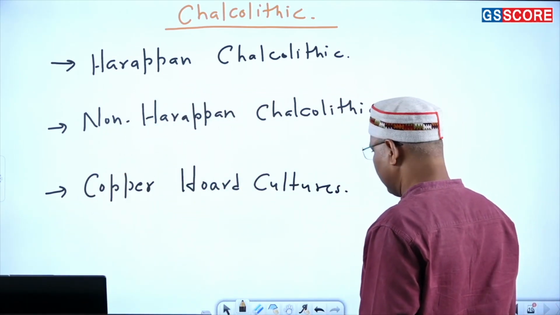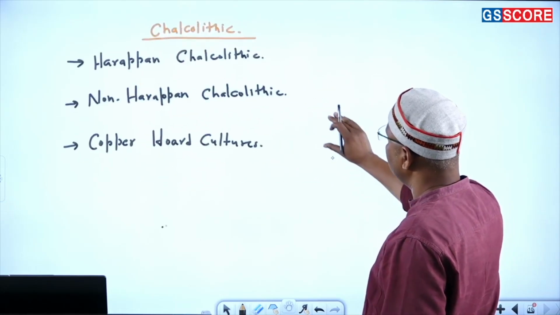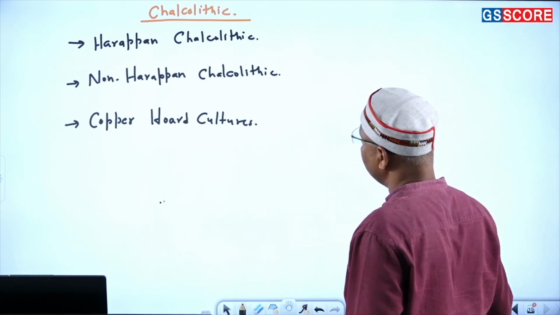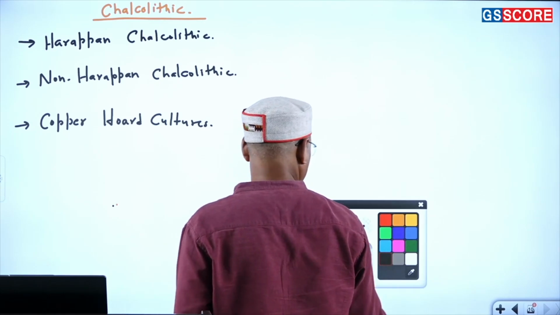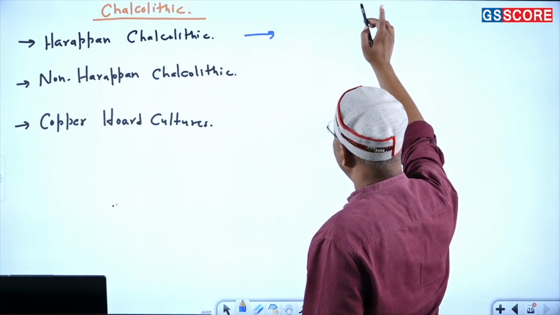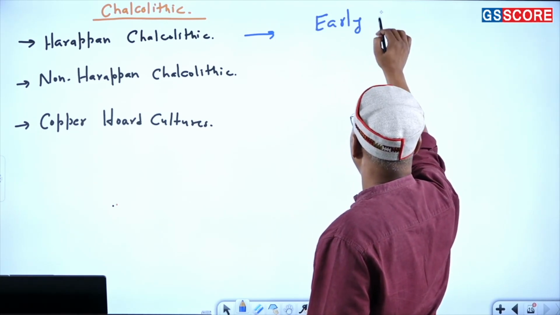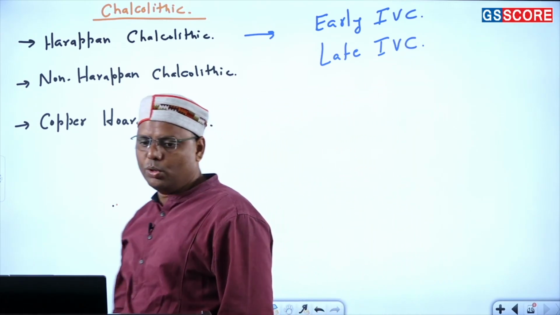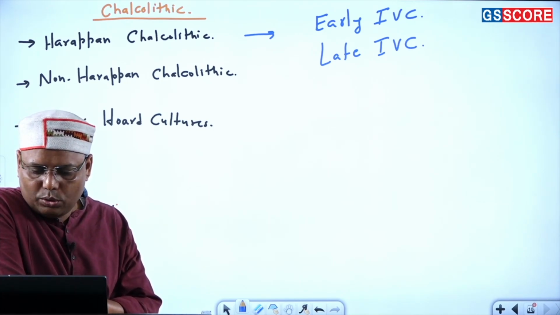When it comes to the Harappan Chalcolithic, now, which is this Harappan Chalcolithic culture? There are two stages of Harappan civilization which could be kept in the Harappan Chalcolithic. One stage is the early IVC, right? And the next one is the late IVC. These two could be kept in the category of the Harappan Chalcolithic, right? So the point is this: why?